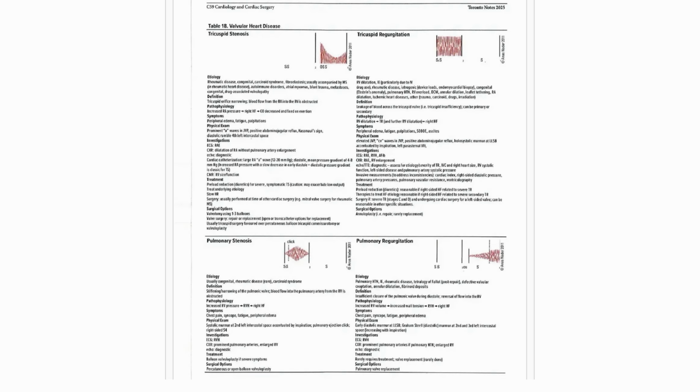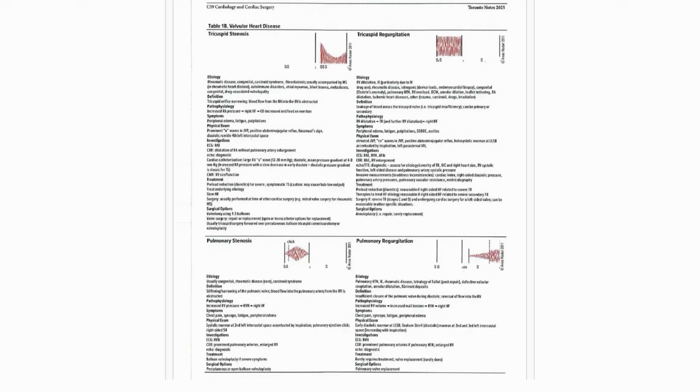Investigation. As summarized in Table 18, ECG shows right ventricular hypertrophy. Chest X-ray demonstrates prominent pulmonary arteries and right ventricular enlargement. Echocardiography confirms the diagnosis and assesses severity. Treatment. Patients with severe or symptomatic pulmonary stenosis undergo balloon valvuloplasty, which is considered first-line therapy. Surgical options. If balloon valvuloplasty is unsuitable or unsuccessful, surgical valvotomy may be performed.